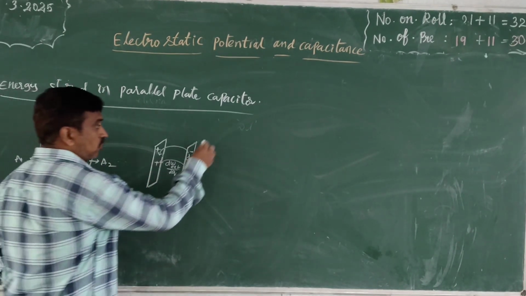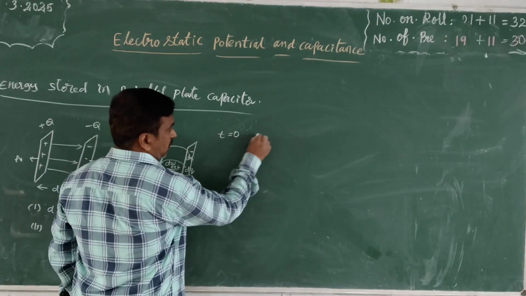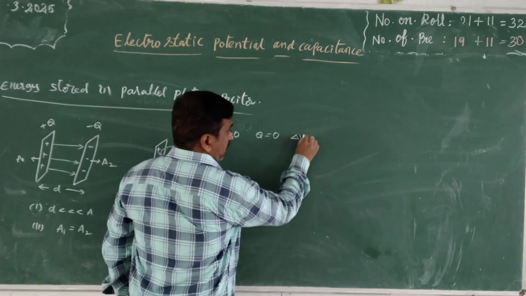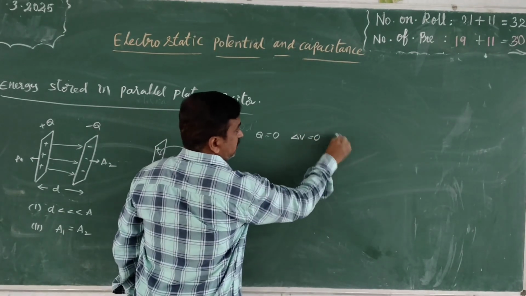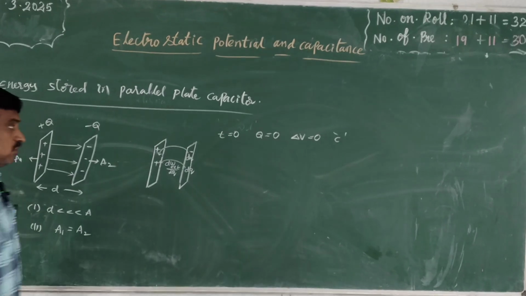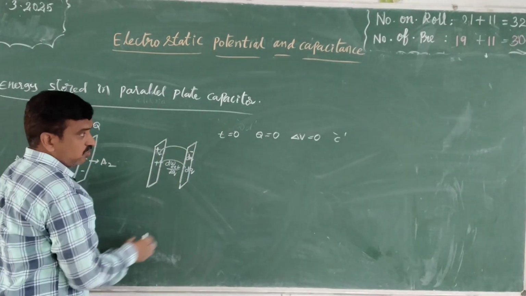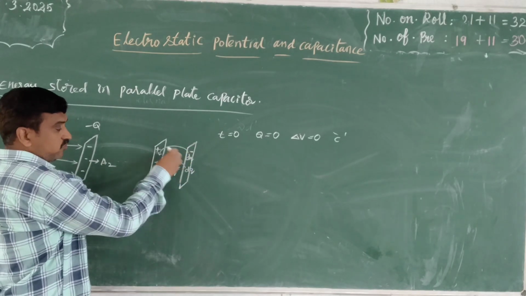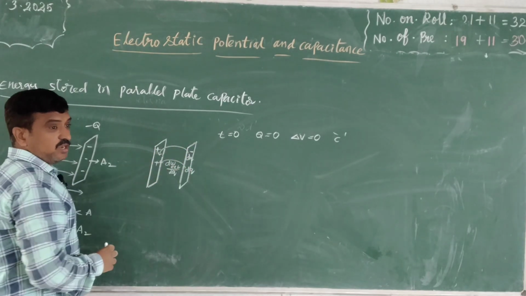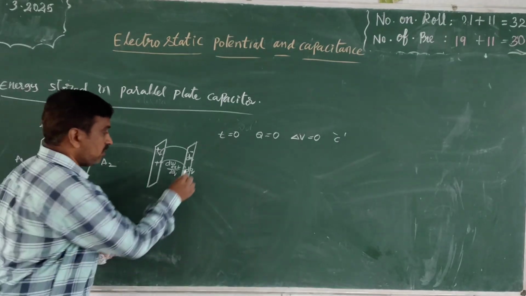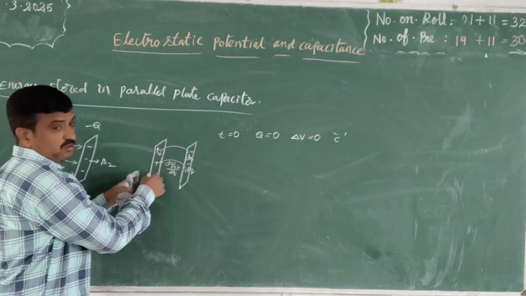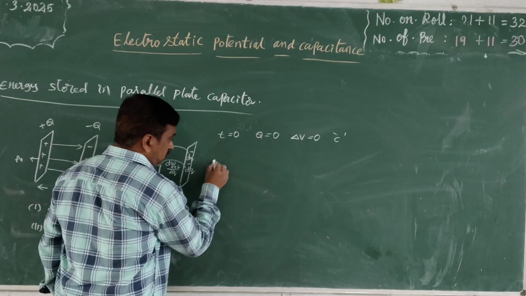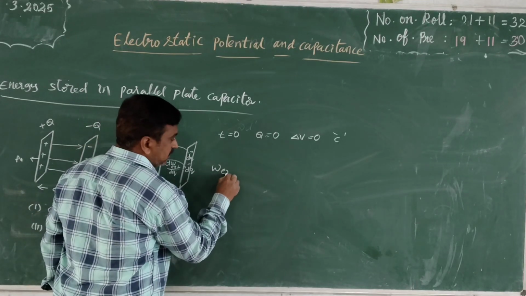See, at t equal to 0, no charge, so charge is 0, potential is 0, and capacitance is C. Now at time 0, no charges are there. We take a dq charge and place it here, plus and minus. One more charge we take, plus here, minus here. Now it will repel, minus minus, plus repelled. That's why we have to do external work.